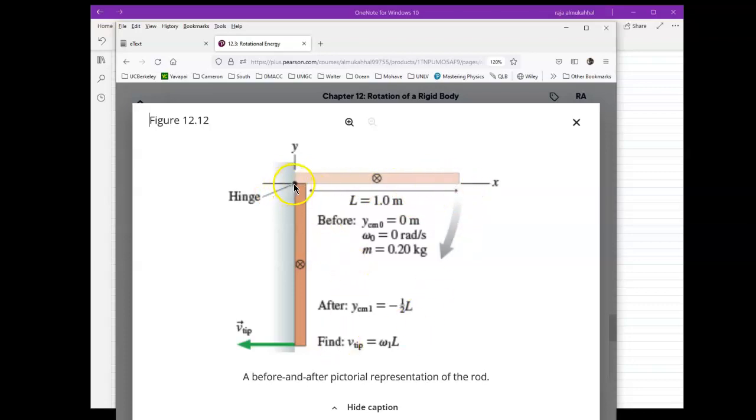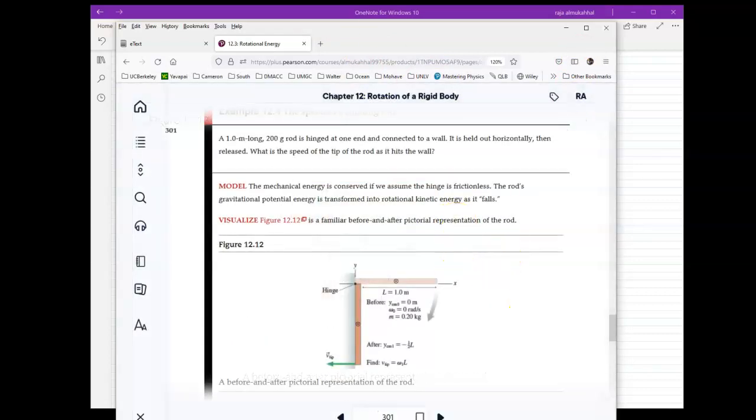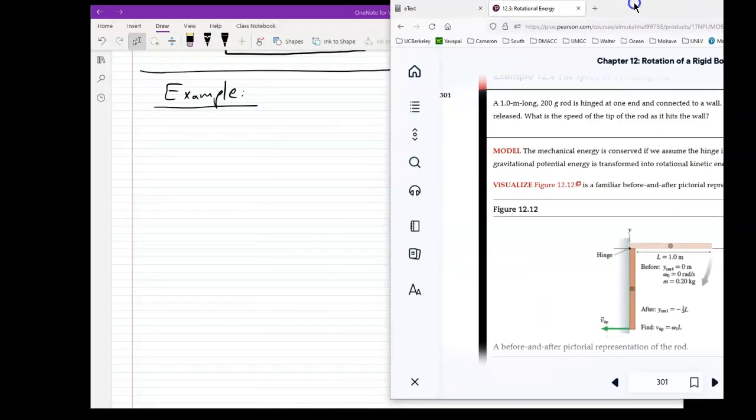So the side here is not really moving at all. You get that? So it's just spinning. So the nature of the kinetic energy here is all rotational. Got it? 1/2 I omega squared. Okay, so let's see how we do this. I'll move it to the side here.